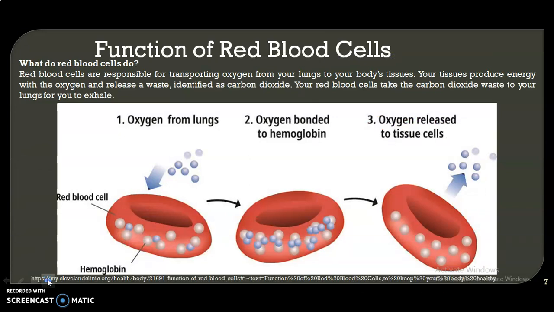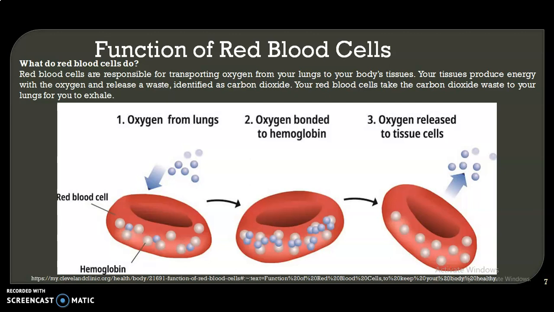Now, what are the functions of red blood cells? As we have studied in the previous lessons, blood carries oxygen to different parts of the body. So, the red blood cells present in the blood carry oxygen to different parts of the body. So, the main function of red blood cells is that they are responsible for transporting oxygen from lungs to our body tissues. The body tissues produce energy with the oxygen and release a waste.